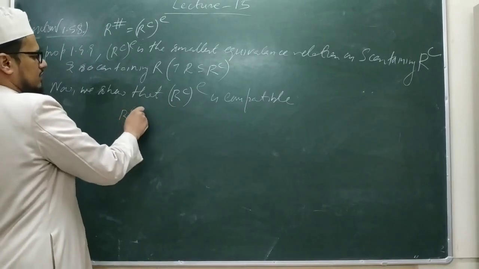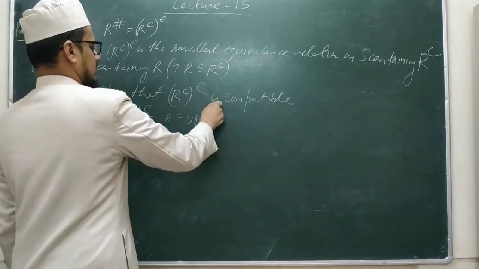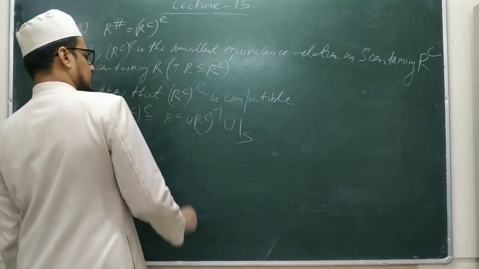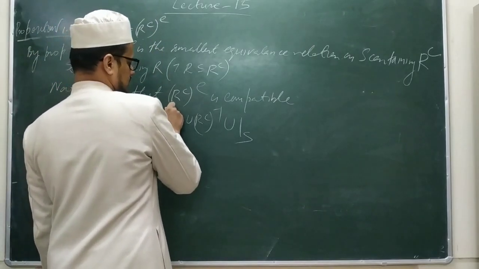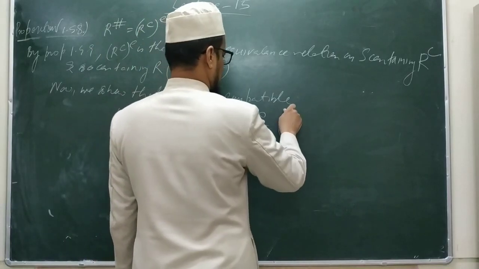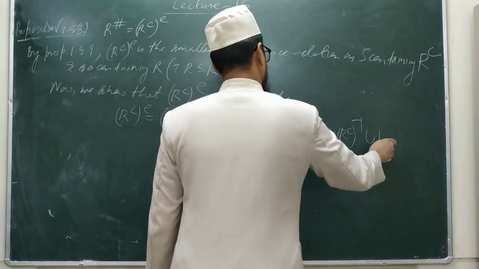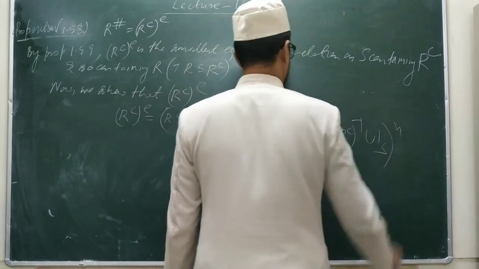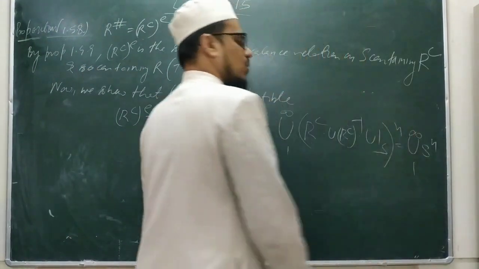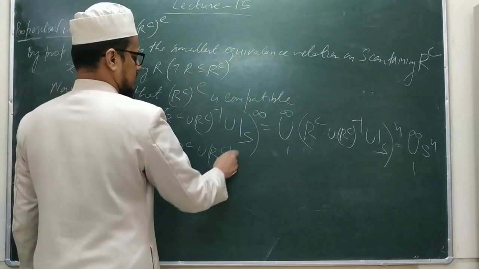So what is basically R^CE? R^CE is the union over n from 1 to infinity of R^C union R^C inverse union 1_S, all to the power n. Or we write it like this: the union from 1 to infinity of S to the power n, where S is R^C union R^C inverse union 1_S.